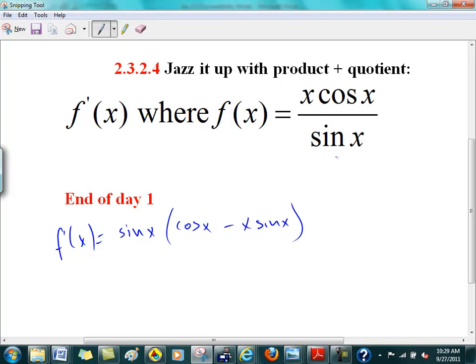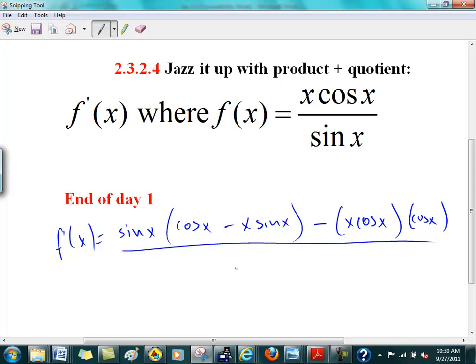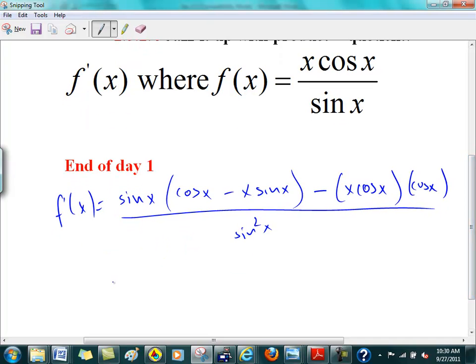So that's keeping the bottom, differentiating the top, minus keeping the top, differentiating the bottom. So that'd be cosine x, and then the bottom squared, sine squared x. Okay.